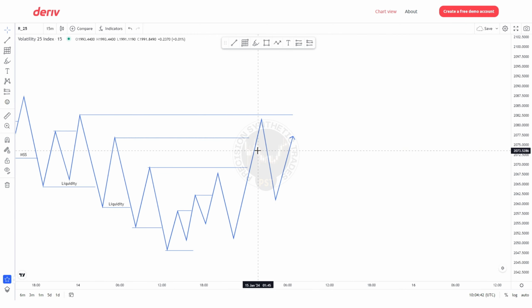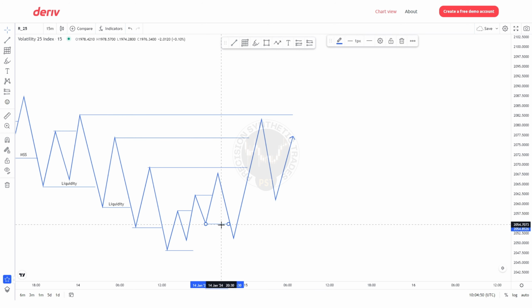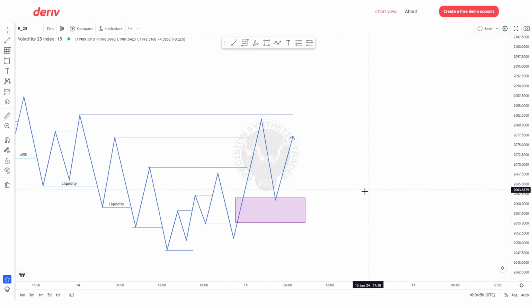So now what I would do, let's see what happens. We've got a big impulse move. Liquidity, do you agree with me? Liquidity has been taken there. Big impulse move. Where would we enter from? A fair value gap or an order block.